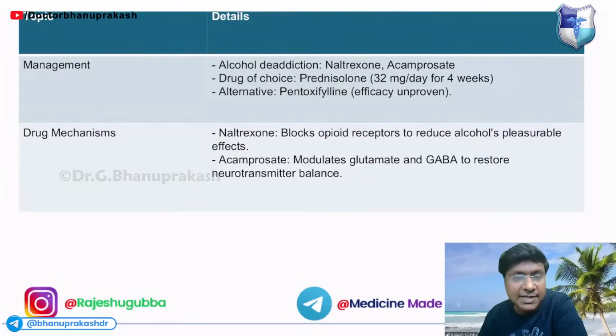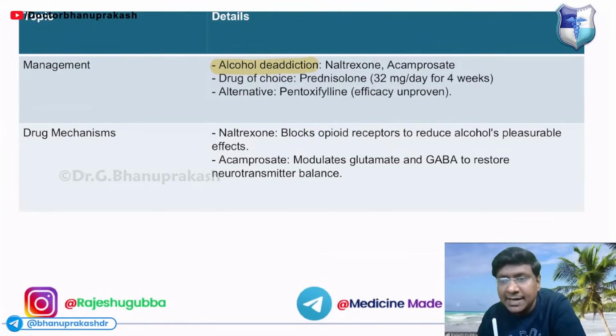So first and foremost, the alcohol de-addiction. So how will you do this alcohol de-addiction? The alcohol de-addiction is done with the help of two important molecules, that is naltrexone or acamprosate. But what is the drug of choice?